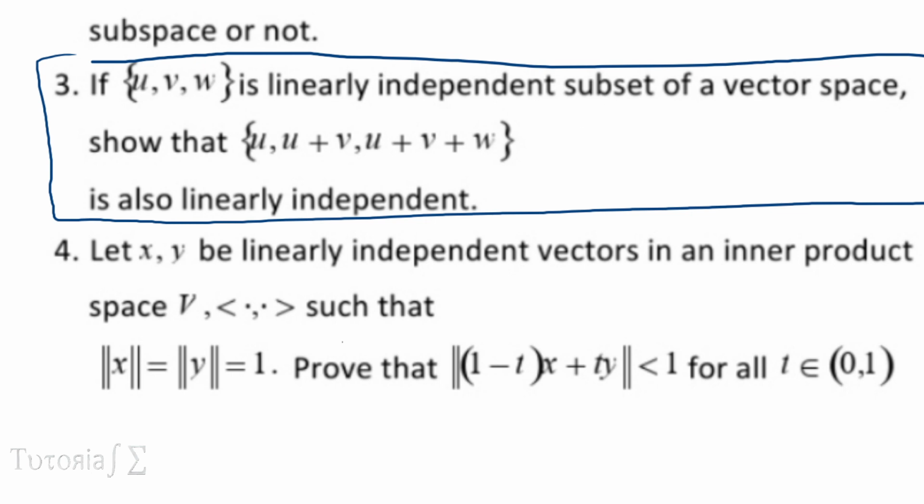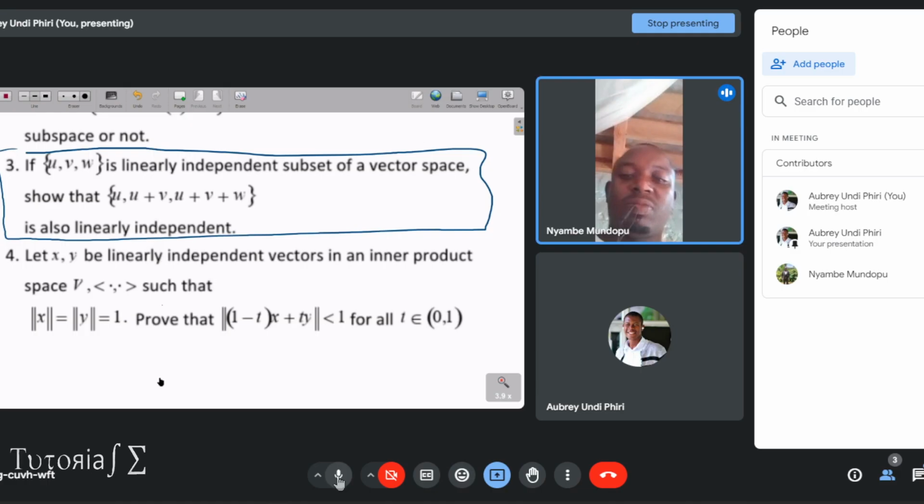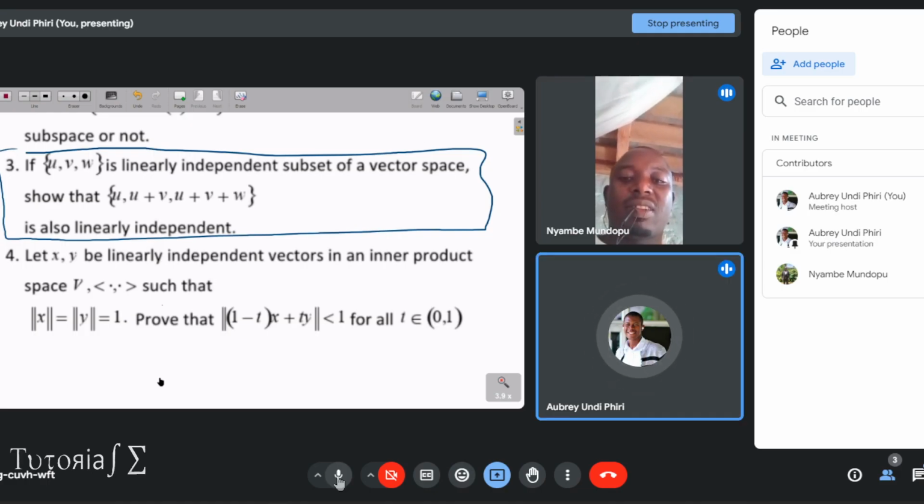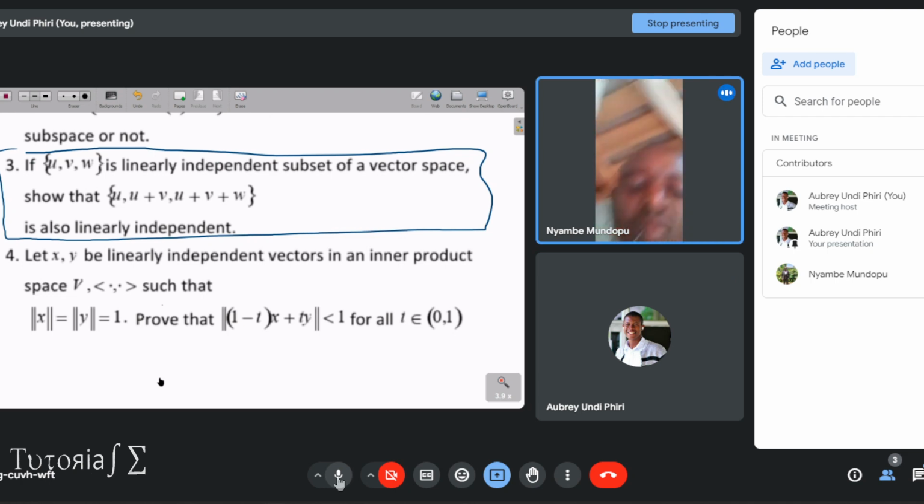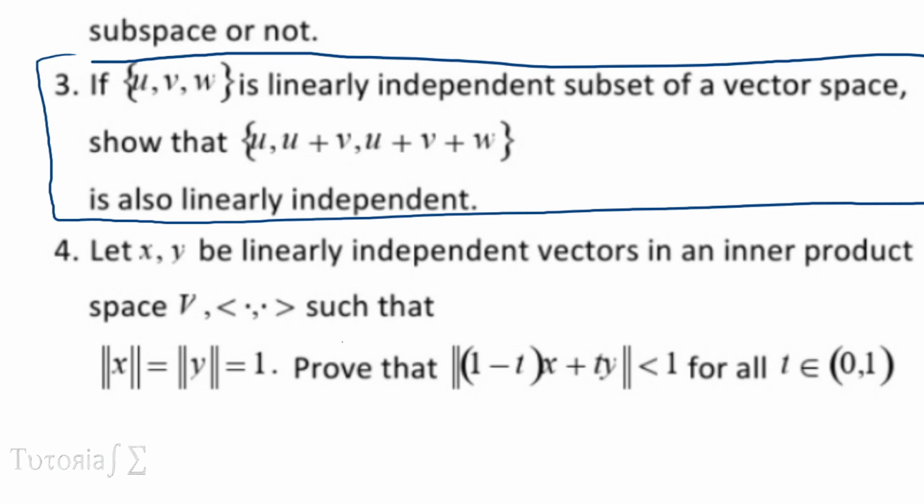And today I am with my live class. I am with Mr. Mundopu, so we can start. Hello, Mr. Mundopu, are you able to get me? Yes, I can. All right. So we can start, right? Yes, you can. This question focuses on linear independence and linear dependence.